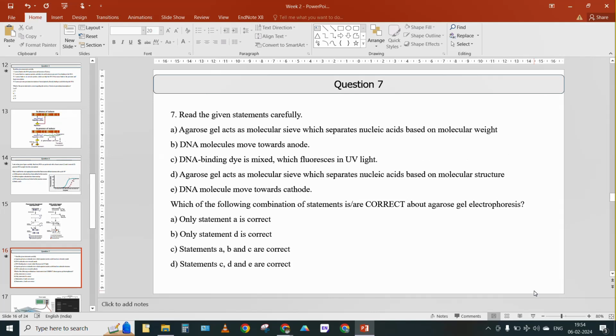Sir, what happens is agarose gel electrophoresis is based on the molecular weight. It'll separate the nucleic acids into separate fragments, and DNA molecules by their nature just move towards the anode. And when the dye is mixed, it shows fluorescence in UV light. Okay. Yeah. Correct.